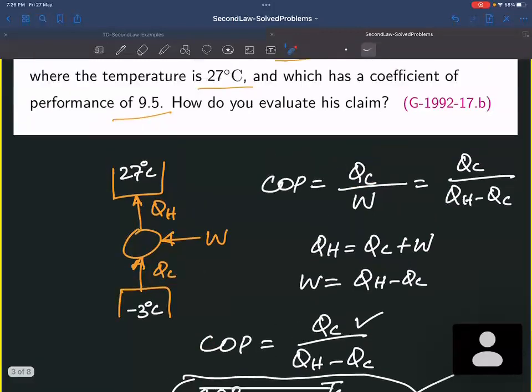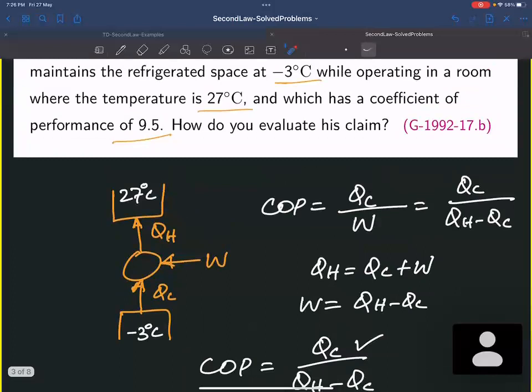Whereas the cold countries like Canada and all, what they need is they want to have their inside room at a higher temperature. So for them, the desired output is QH. In the COP formula, they will write COP equal to QH by W. So that is what is called the COP for a heat pump.